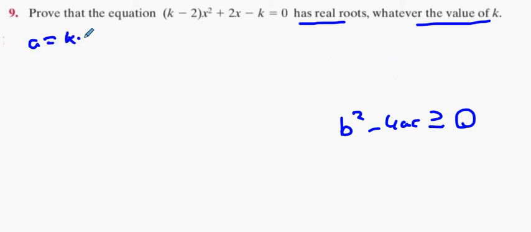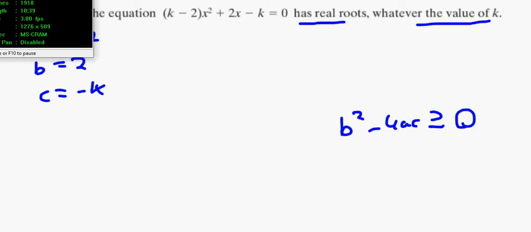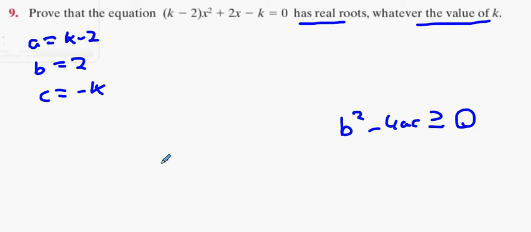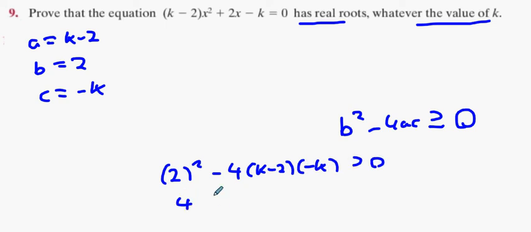a is k minus 2, b is 2, and c is minus k. What you guys did is you replaced b with k minus 2, and you then said 4 times, wait, I'm wrong. It's 2 squared minus 4 times k minus 2 times minus k. Alright, so we got 4 here. Now I'm going to leave the minus 4 alone for a second.